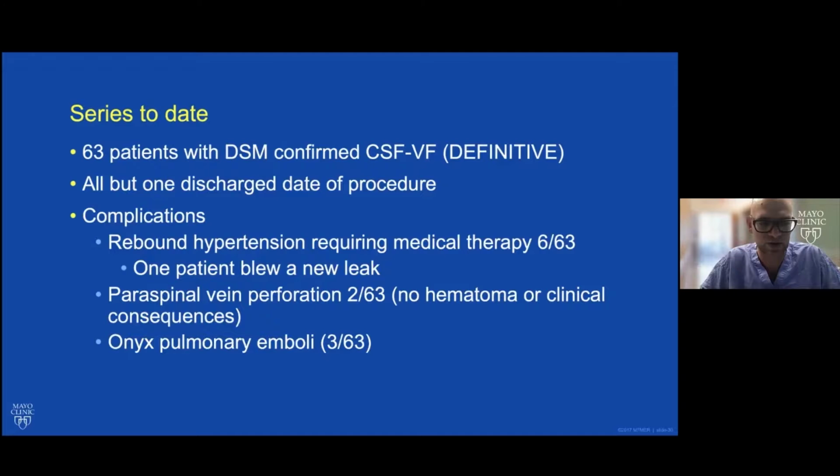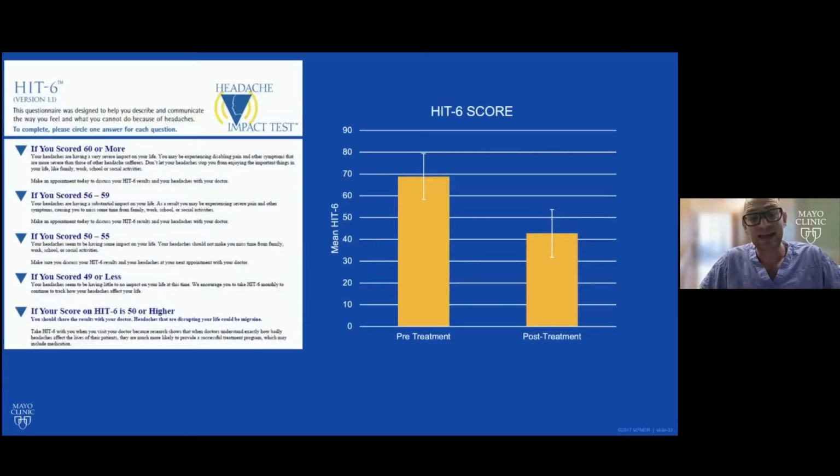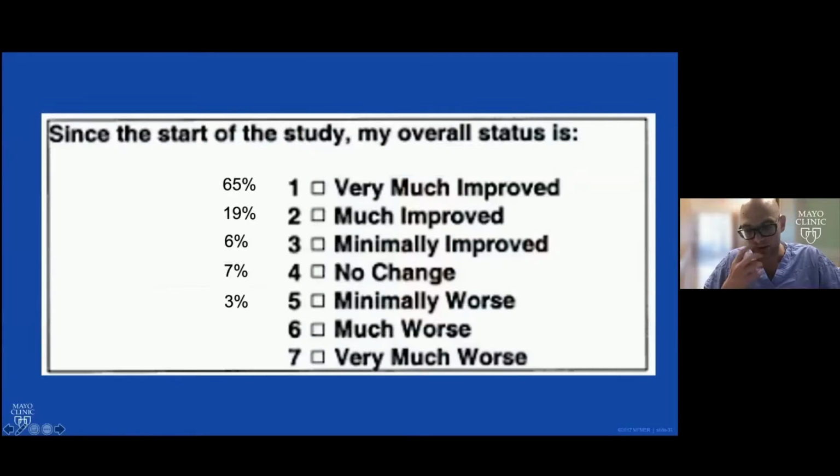Generally, it's inconsequential. We've started getting HIT-6 scores on all of our patients pre and post. I know it's not an ideal headache score for CSF hypotension related headaches, but it is a good one, I think. And we've had significant reductions in HIT-6 scores from around 70 to closer to 40. And then the patient global impression of change scores have been very good. About 85% are very much to much improved. We've had one patient minimally worse secondary to rebound hypertension.